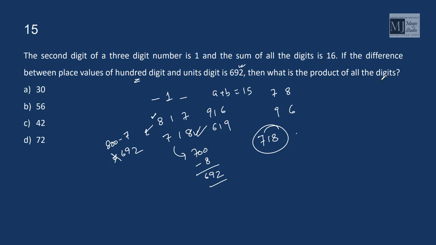What is the product of all the digits? Product of all the digits is 7 into 1 into 8, which is 56.